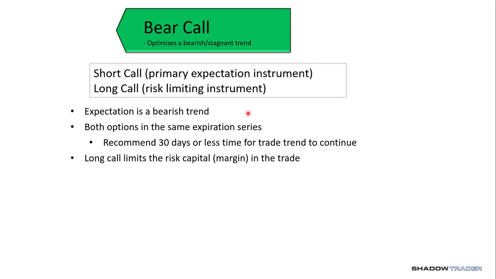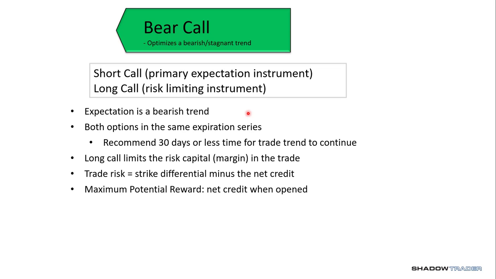The long call limits our risk in this trade, also limits our margin that we need to do the trade. The trade risk, just like the put side, is the differential in the two strikes minus our net credit that we received. The maximum potential reward, or the full reward, is just the credit that we received when we opened the trade.